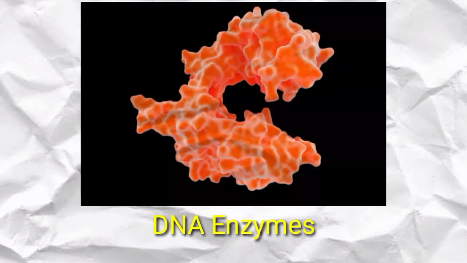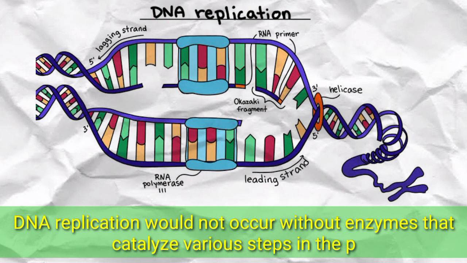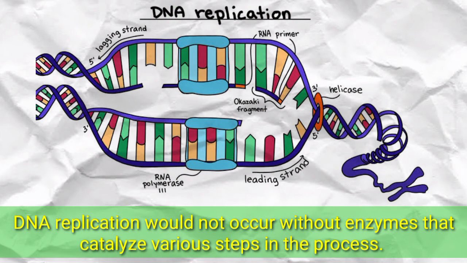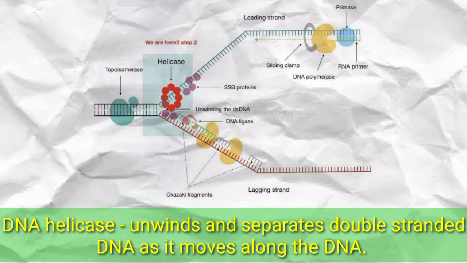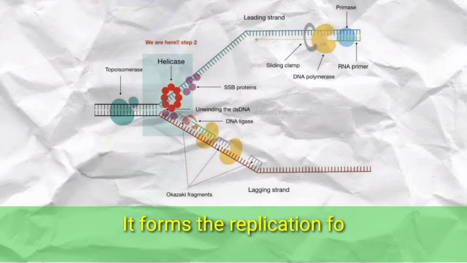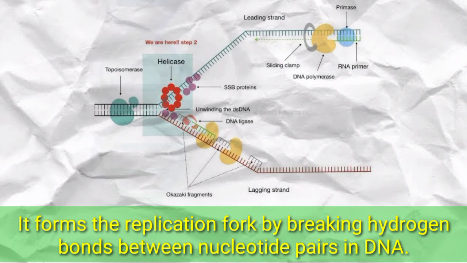DNA enzymes. DNA replication would not occur without enzymes that catalyze various steps in the process. DNA helicase unwinds and separates double-stranded DNA as it moves along the DNA. It forms the replication forks by breaking hydrogen bonds between nucleotide pairs in DNA.